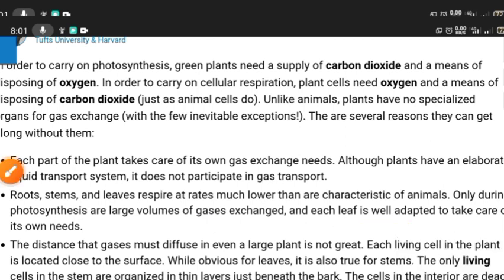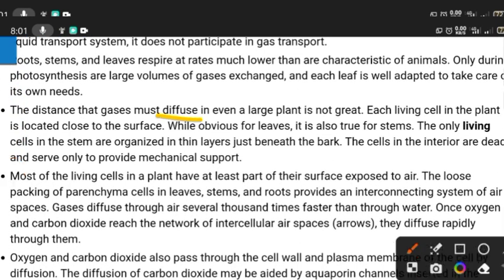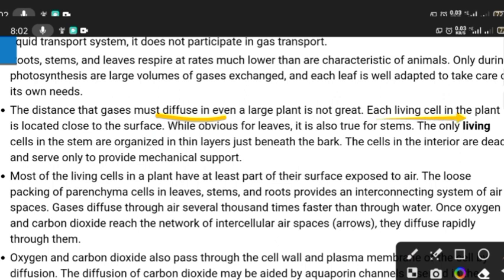The distance that gases must diffuse in even a large plant is not great. There is a small distance between the plant's main surface and the plant part where the gas is required. Each living cell in the plant is located close to the surface.